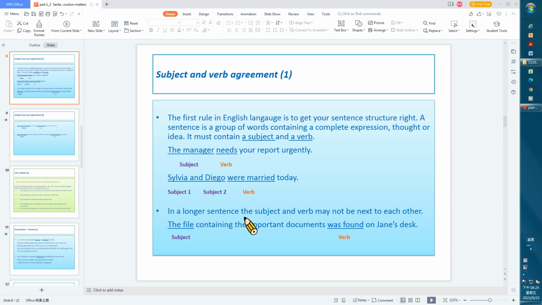In a longer sentence, the subject and verb may not be next to each other. Let's look at the sentence. The file containing the important documents was found on Jane's desk. Here in the sentence, the file is the subject. Was found is the verb.